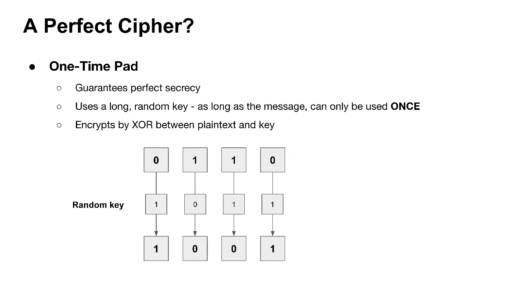And is there a perfect cipher? The closest thing you could get is a one-time pad, which would guarantee perfect secrecy, where essentially you're exclusive ORing a plain text with a random key, where the key is as long as the message, but that random key can only be used once, which doesn't really make it feasible for most use cases.